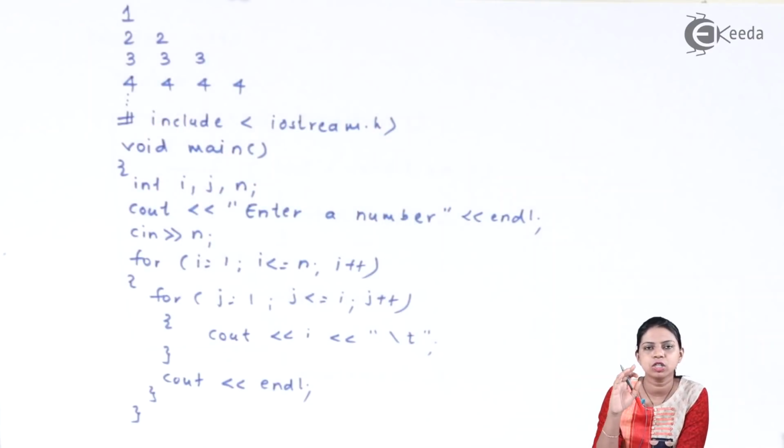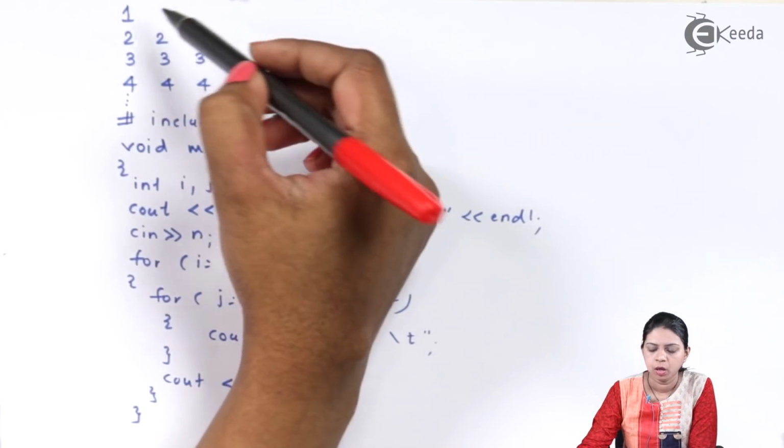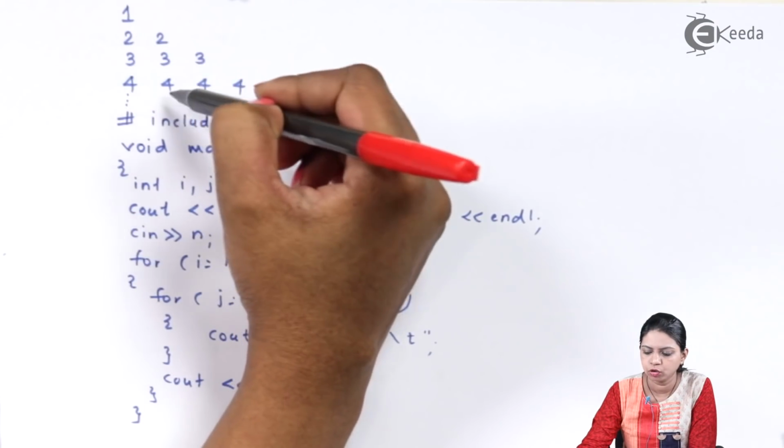Up till now we saw programs in which we were using only one loop, but in this particular program I will be using a nested loop, one loop inside the other loop. So we'll see how to write such kind of programs. Now see, this is the pattern: 1, 2 2, 3 3 3, 4 4 4 4.